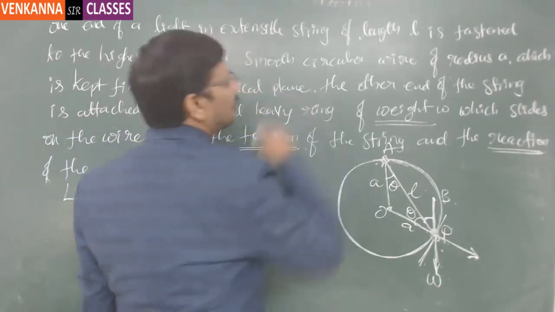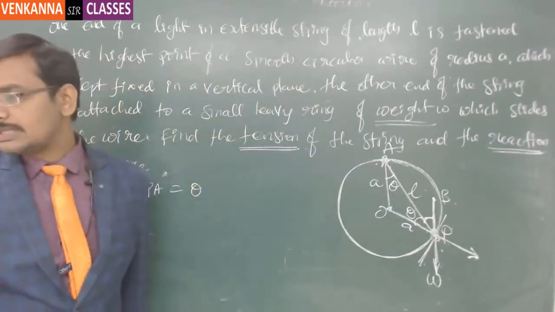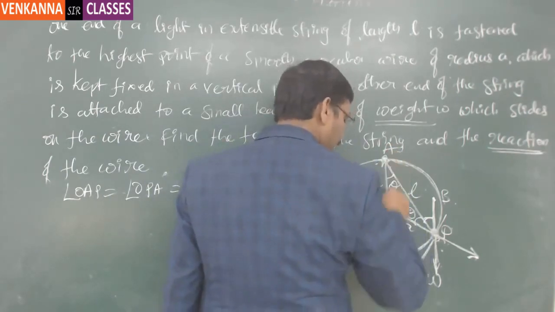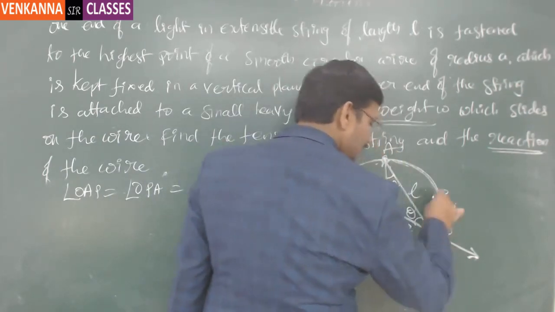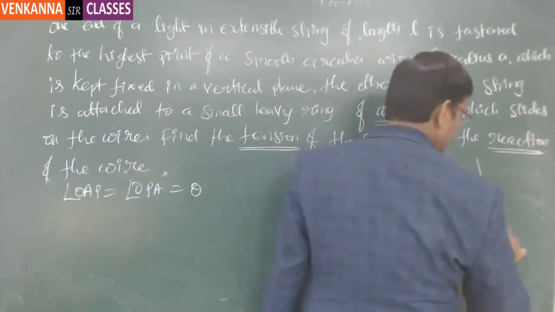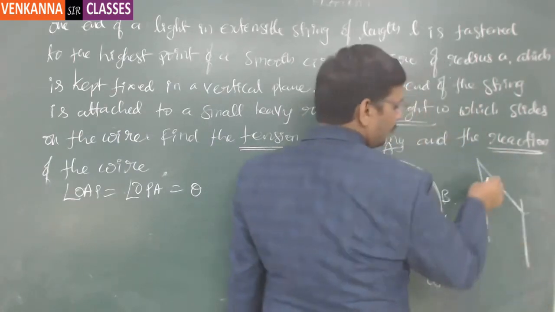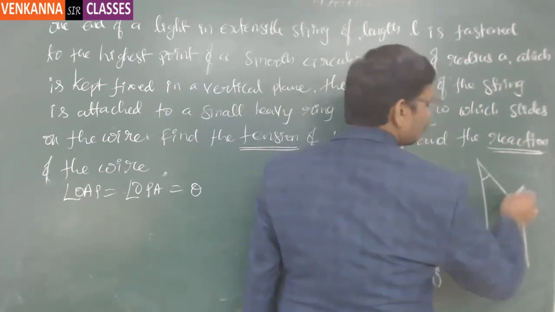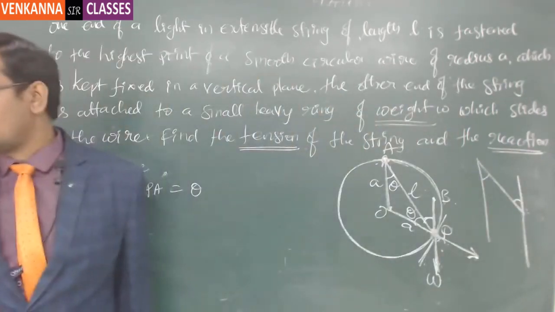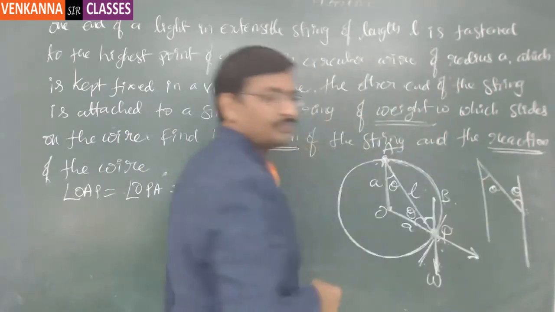Why? Because there is a statement saying that one end of the string is attached to the highest point of the circular wire. So if it is the highest point, then this will be exactly a vertical line, right? And this is also a vertical line because weight always acts downwards vertically. That means if these two lines are drawn like this, and if this angle is theta, this angle is also theta, right? So these are alternate angles. Got it or not? I hope everybody understood.